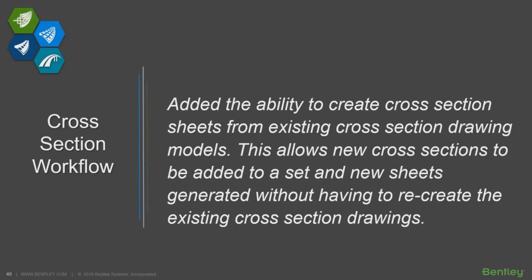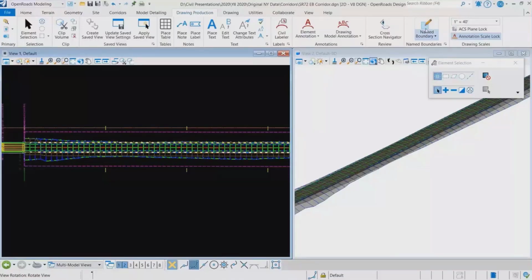So in the past, the cutting of cross-sections and the sheeting of cross-sections was one thing. Okay, it happened at the same time. The cross-sections were cut and they were sheeted. You can still do that, but we've also enabled the ability to separate those out. So let me show you what I mean by that.